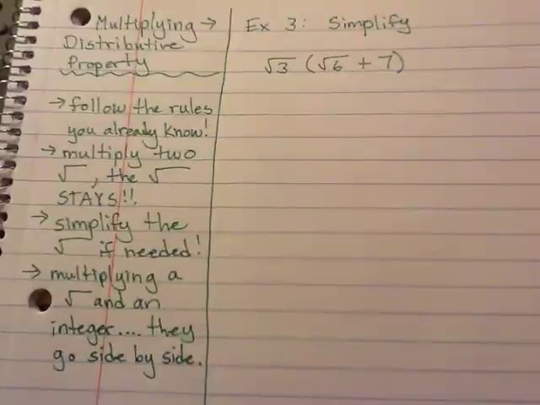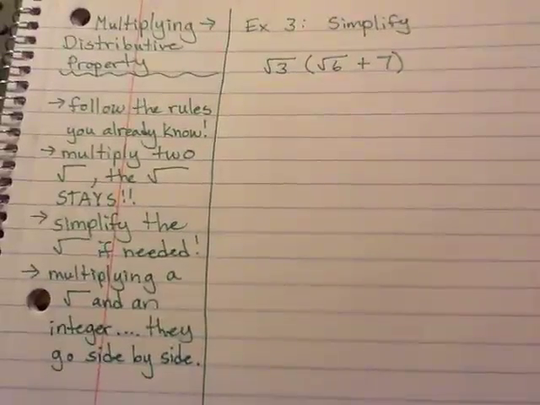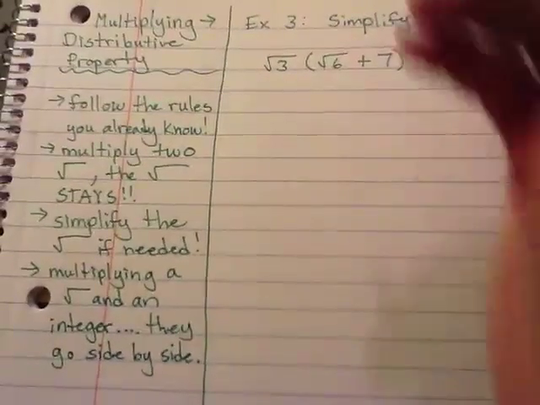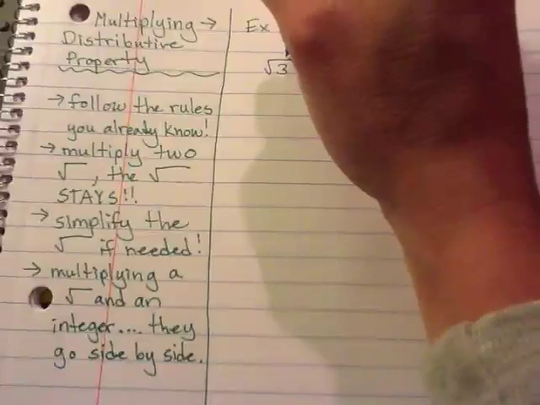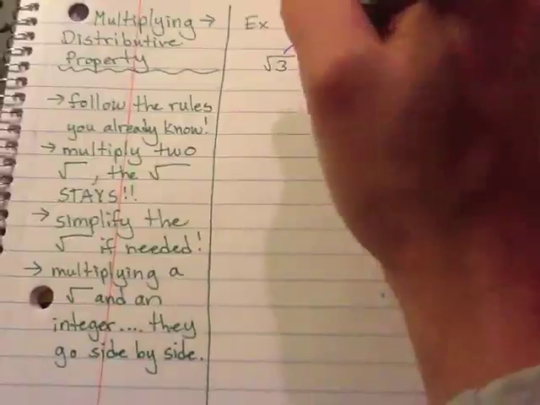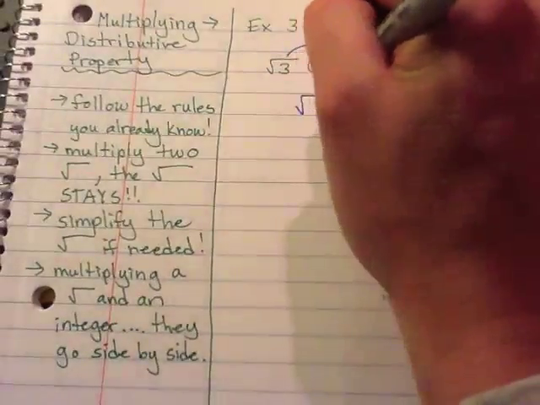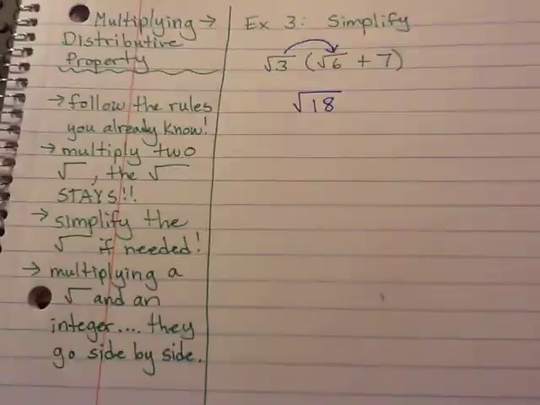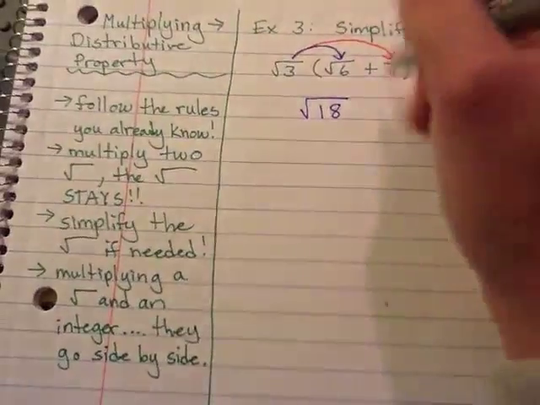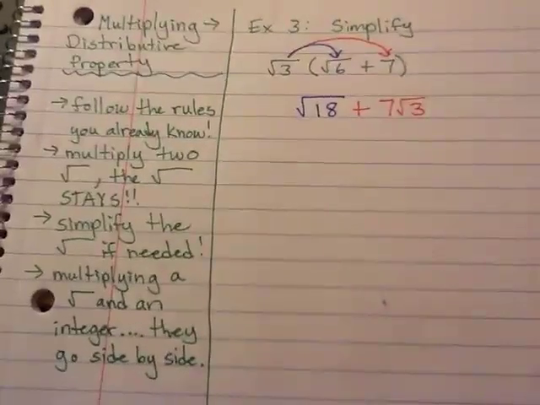So, if you need to, pause this and finish writing. Otherwise, we'll go on to the example. So if we look here, you're just going to distribute like you've learned in the past. So it's the square root of 3 times the square root of 6. They're both square root, so I just bring my square root down and I multiply 3 times 6, which is 18. Then I have the square root of 3 times 7, which is plus 7 root 3. You always put your square root after the number.